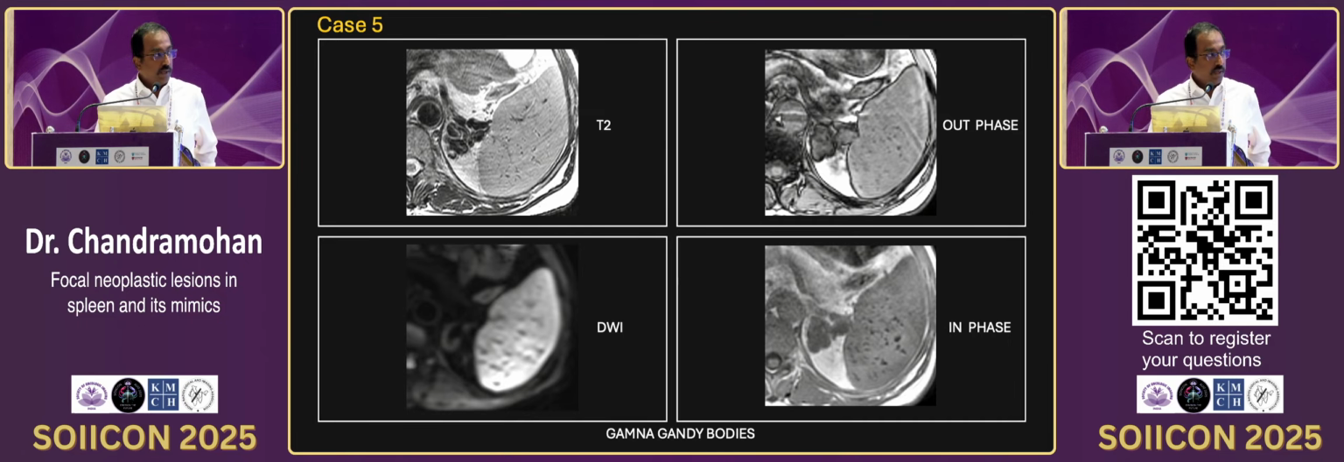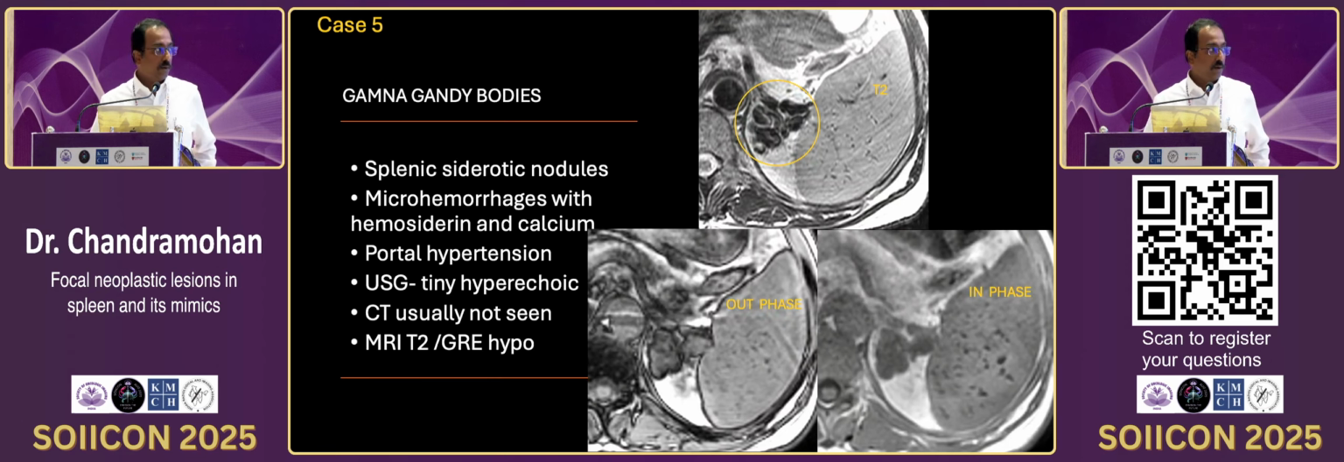Now this is a patient with hepatoma, and we can see multiple T2 hypointense lesions in the spleen, multiple dot-like T2 hypointense lesions, which are also seen on diffusion. These lesions appear more prominent in the in-phase rather than the out-of-phase images. So basically these are siderotic nodules, and we can also see a bunch of varices in the splenic hilum.